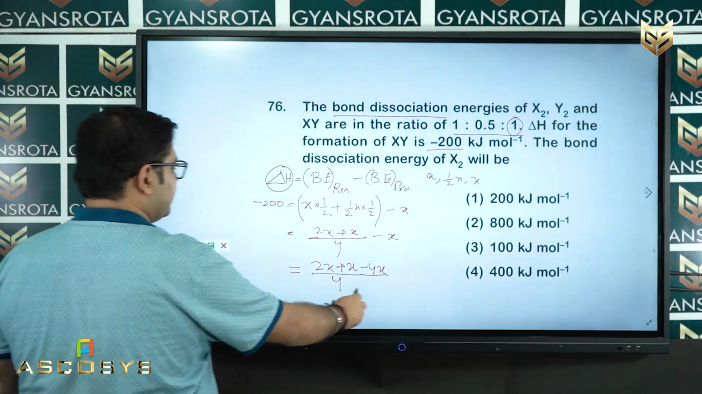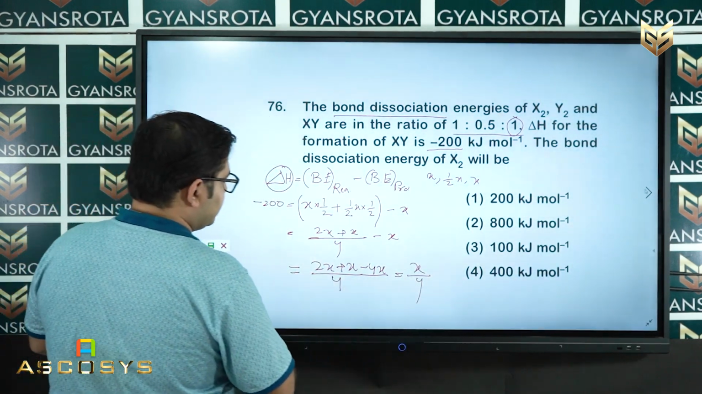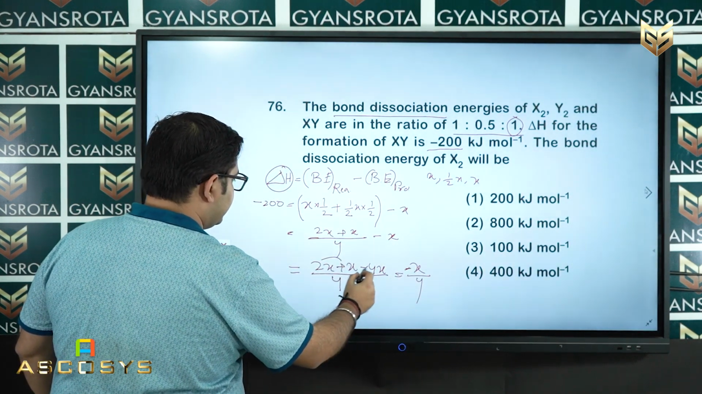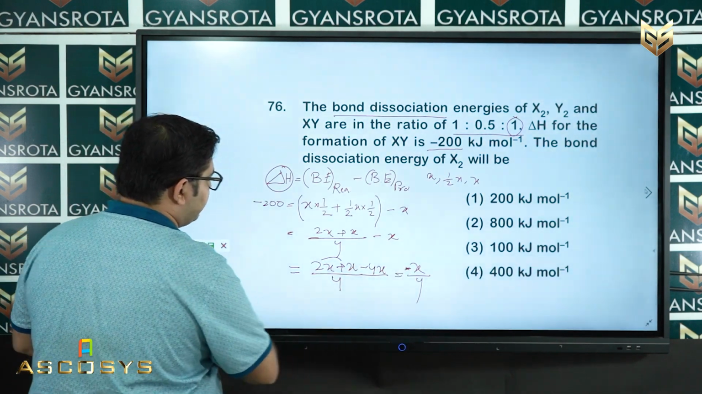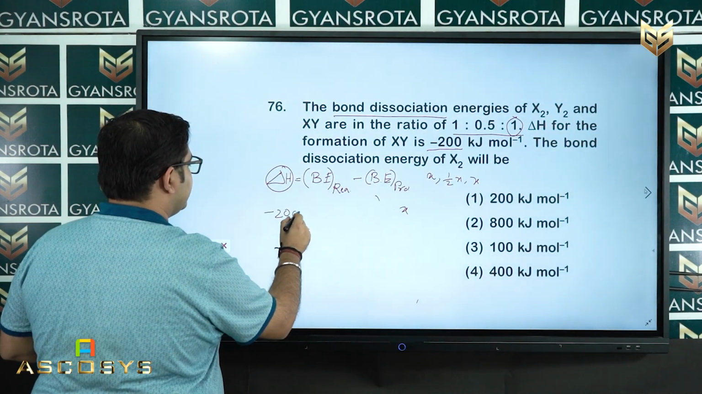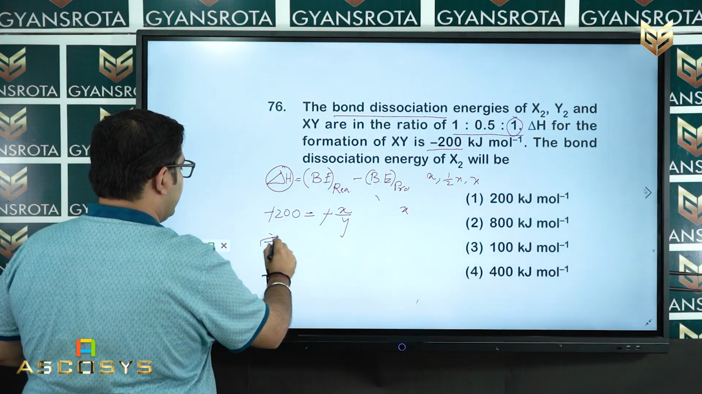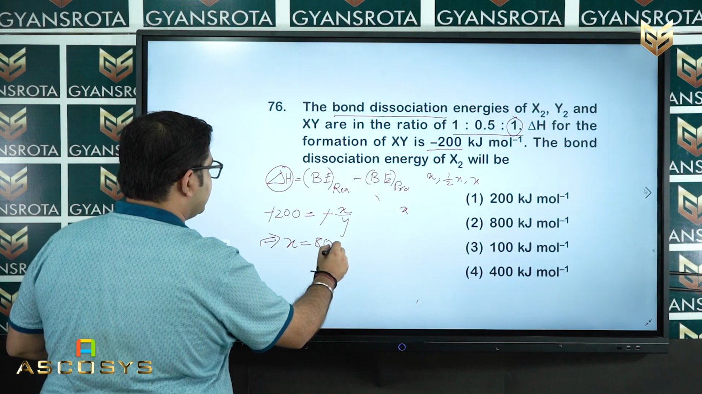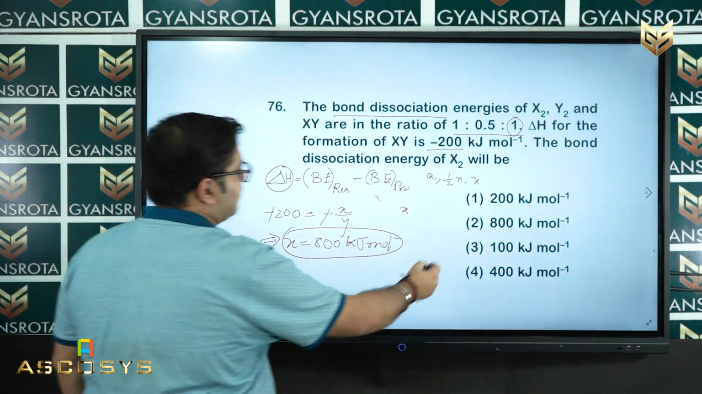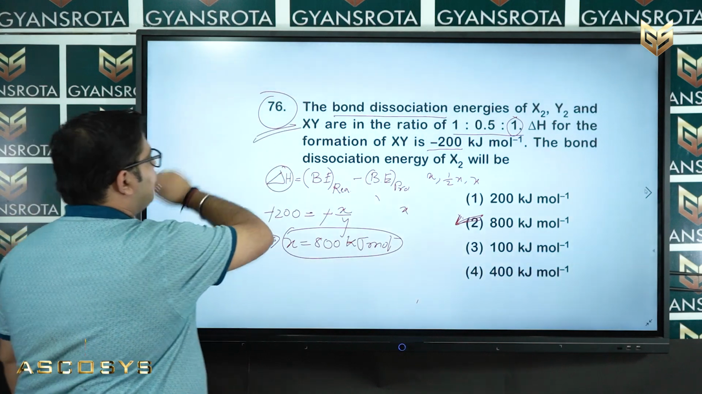So, you will end up with minus x by 4, because 2 plus 3 is 3, 3x minus 4x will give you minus x by 4. So, minus 200 is equal to minus x by 4, minus minus cancel out, and the x value we are getting is 800 kilojoule per mole. Which is the option? Option number 2. So, option number 2 is the correct answer of question number 76.